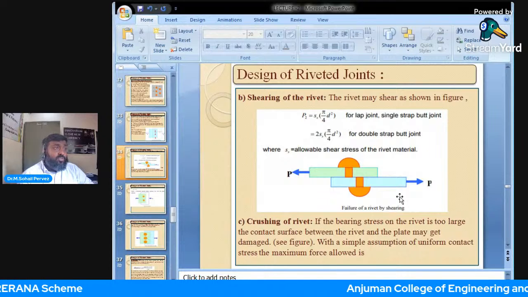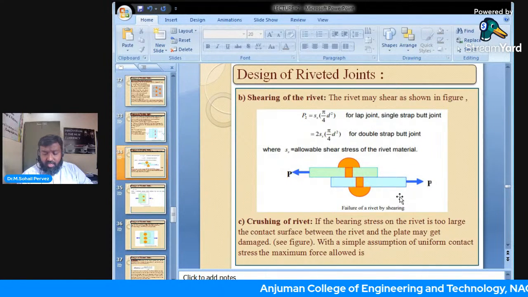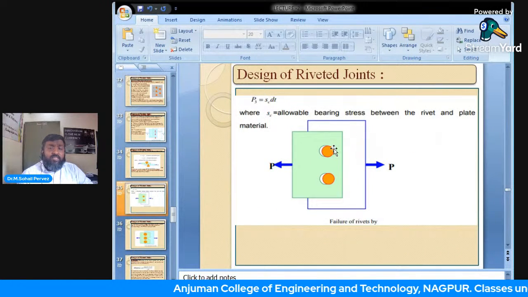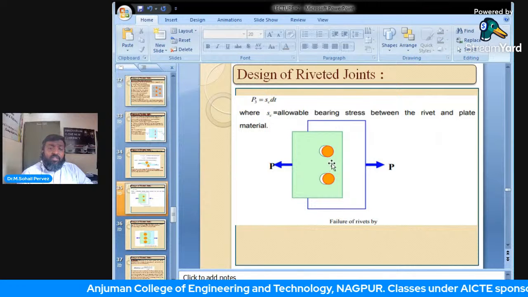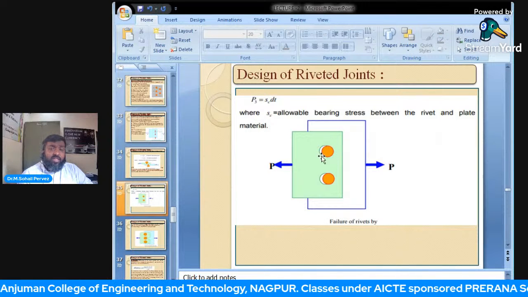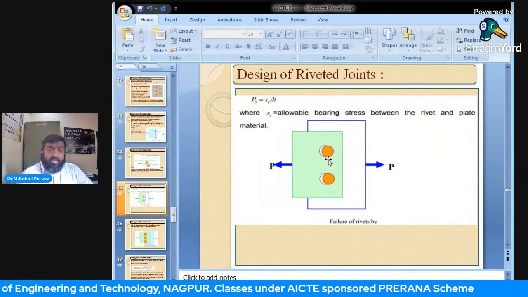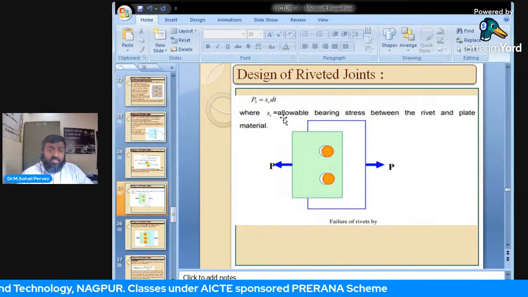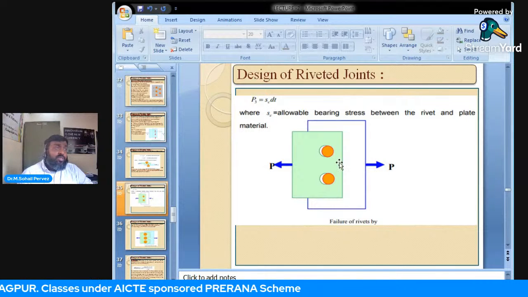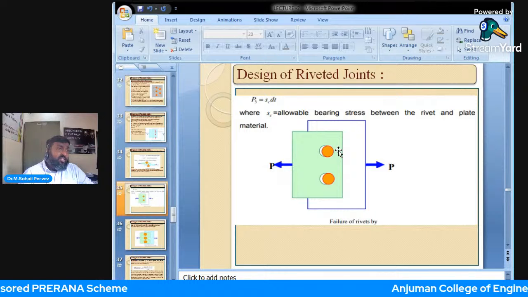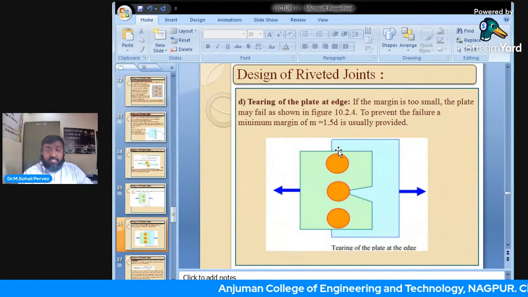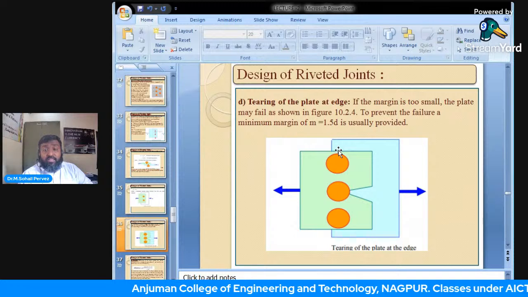Crushing of rivet. So the third type of failure is crushing. And simply the crushing is well explained by this diagram itself, wherein the adjoining surface or element gets a bearing stress or crushing stress. So this is Sc into d, diameter into thickness. Obviously, this is the area surrounding the rivet. This is d into t. The next, tearing of the plate at the edge.